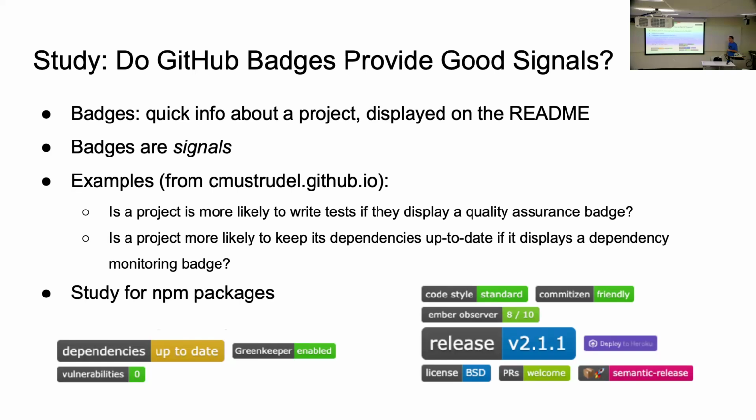And this study is for NPM packages in particular. Yeah. Just an aside on signaling theory, maybe one good example to illustrate this distinction between conventional signals, the cheap ones you refer to, and assessment signals, the more trustworthy, relatively expensive ones. It's something like signals of expertise.